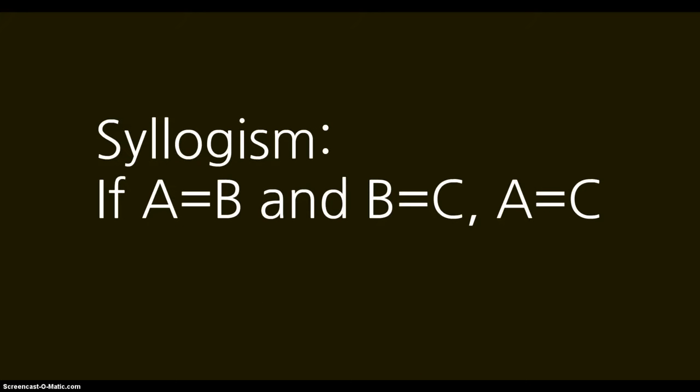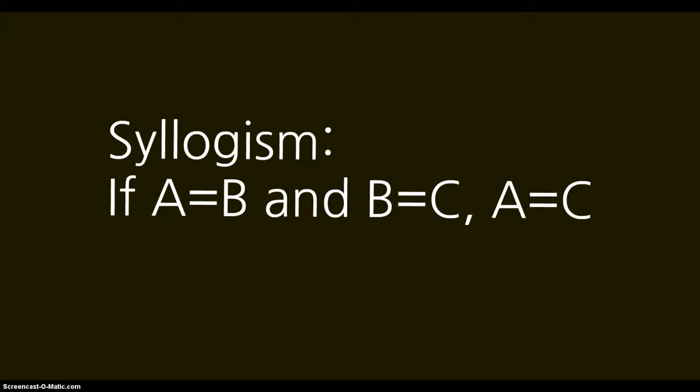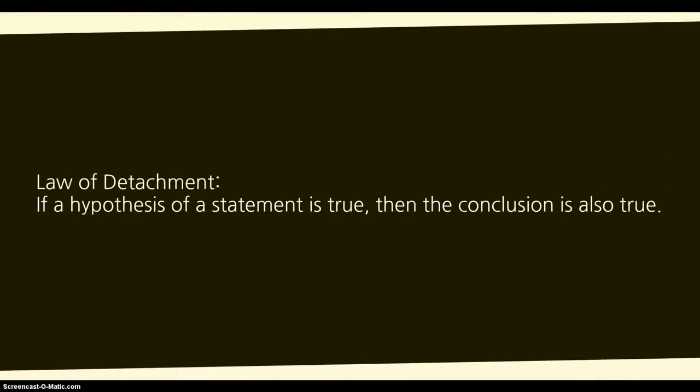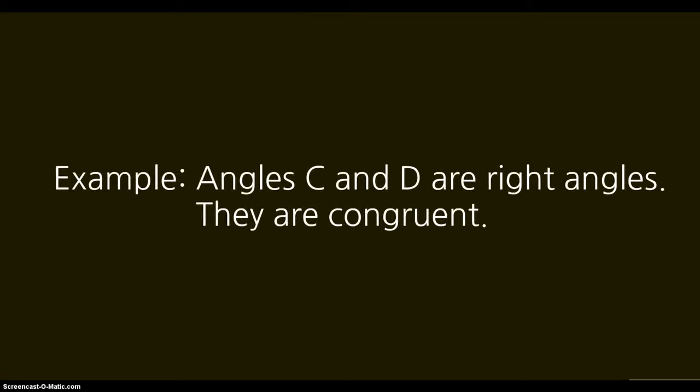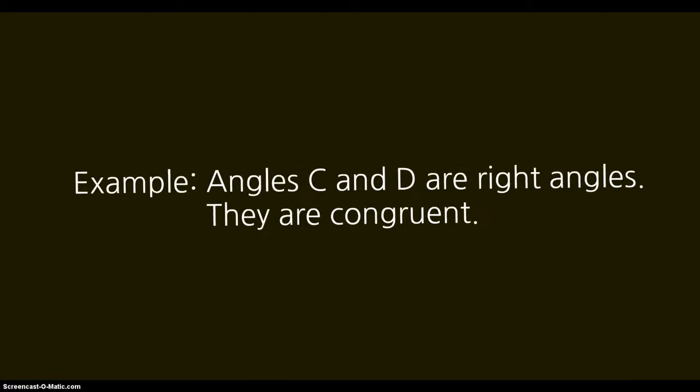Syllogism would be, if A equals B and B equals C, then A must equal C. The law of detachment is if the hypothesis of a statement is true, then the conclusion is also true. An example would be if angles C and D are right angles, they are also congruent.